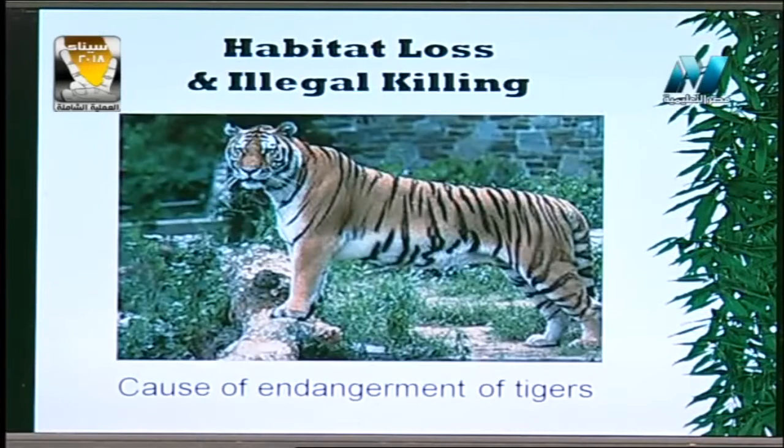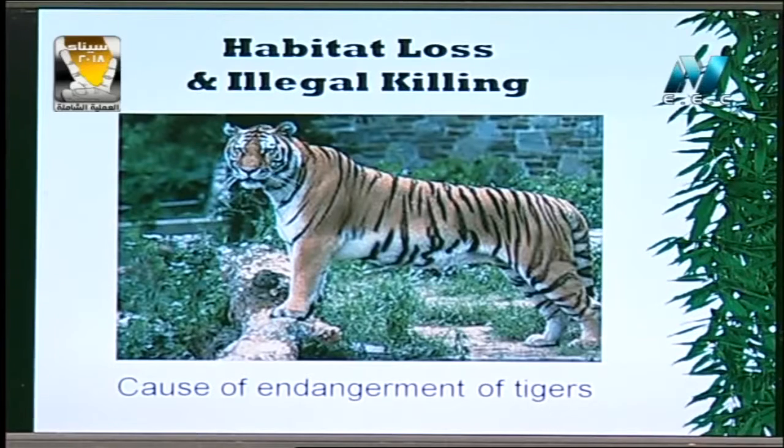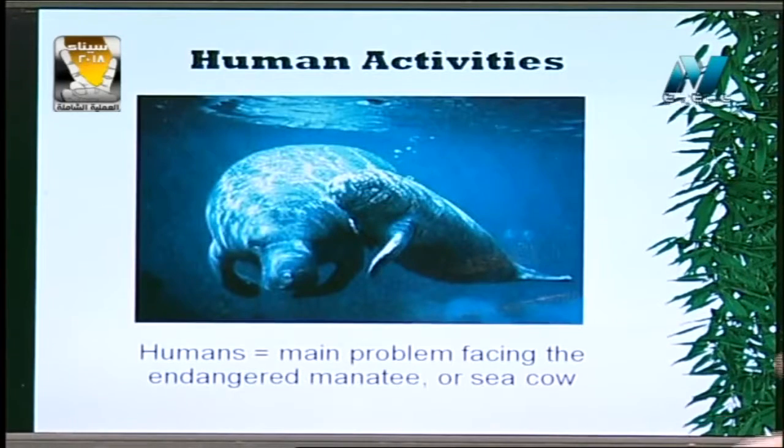So of course this bird is in danger. The illegal killing here is a cause of endangerment of tigers. And why do they kill tigers? Because of their fur. They need the fur to sell, and it's very expensive, of course. Some of the human activities caused this endangerment of animals.